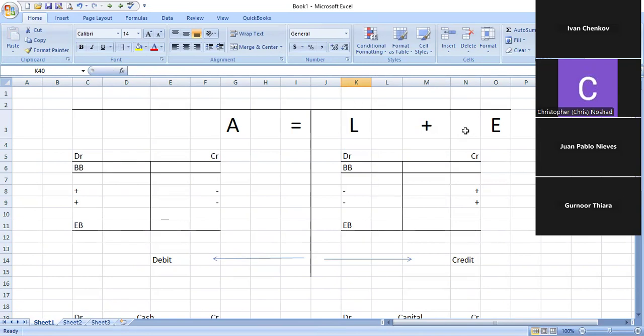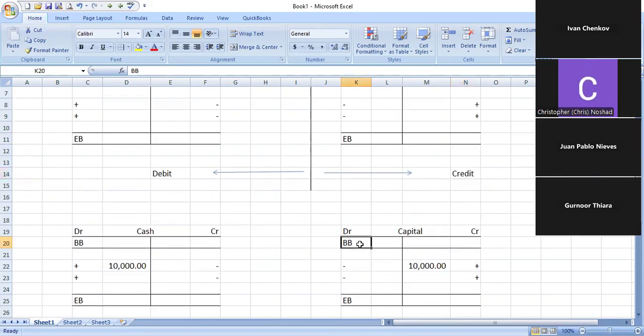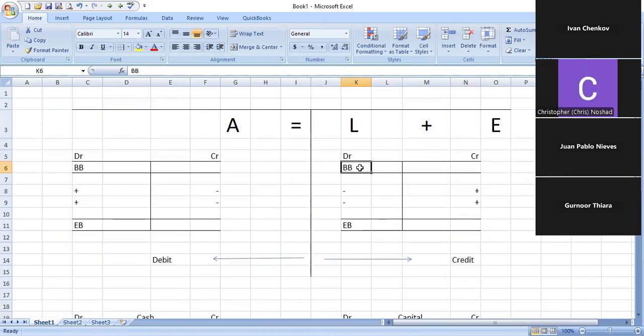The liability and equity normally have credit balance. So every time you go on the credit, the balance increases. Every time it goes to debit, the balance decreases. And the beginning balance here on the capital will be on the other side. This one here will be beginning, and the ending is going to be on the right side. Let's make this change.